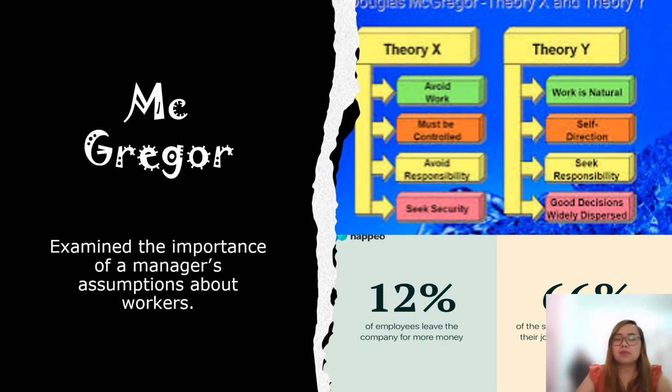For him, it's more on the manager's point of view, and how the manager treats the worker will have an impact on how well the organization functions. Therefore, managers must understand what can be done at the unit level to create a climate that allows the worker to grow and increases motivation and productivity. Okay?